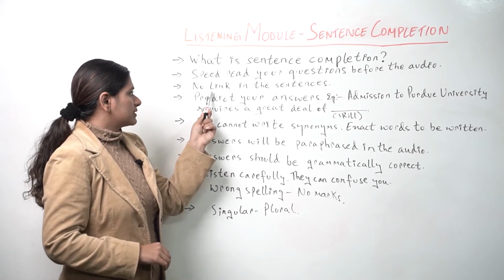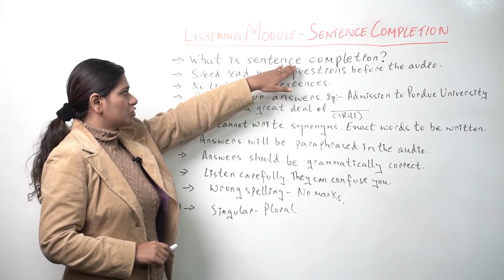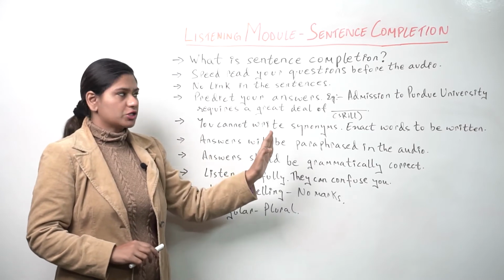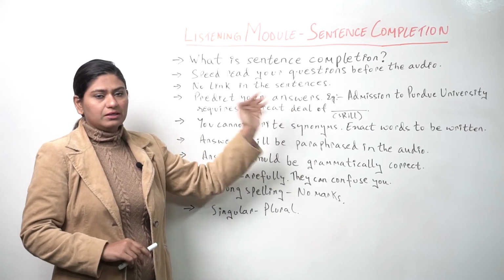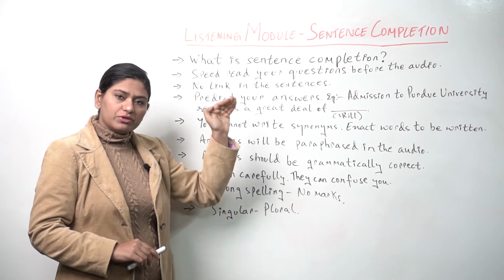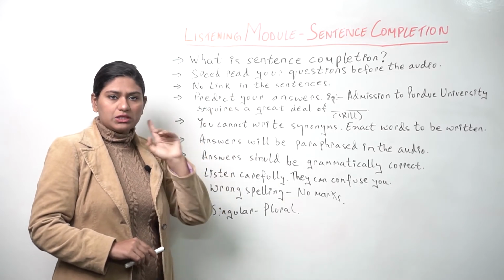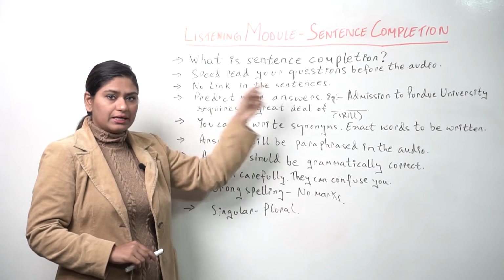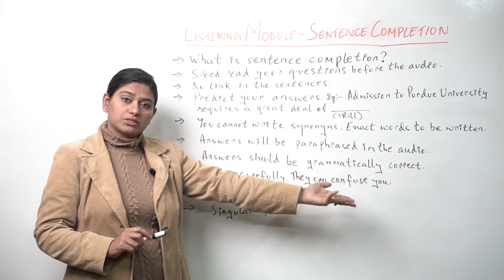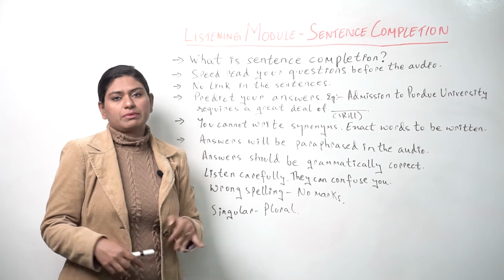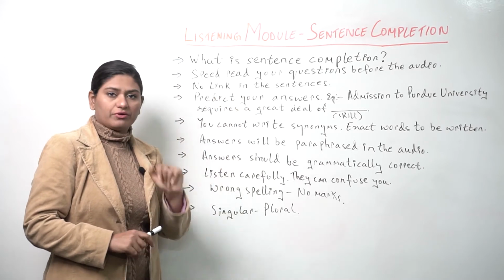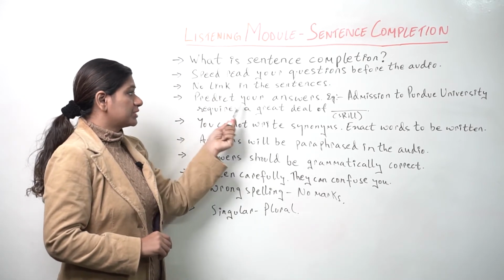Now the next point is no link in the sentences. As I already mentioned here, in sentence completion questions, they're very different from other kind of questions. Like in my previous lesson, you must have seen for form filling questions, I mentioned that everything is interlinked. So everything is in a sequence and everything is interlinked. So you need to understand that these questions, that is sentence completion, are different. Now your first sentence can probably talk about an admission procedure, but maybe your second statement talks about something else. So they are not linked together. Every statement is different.